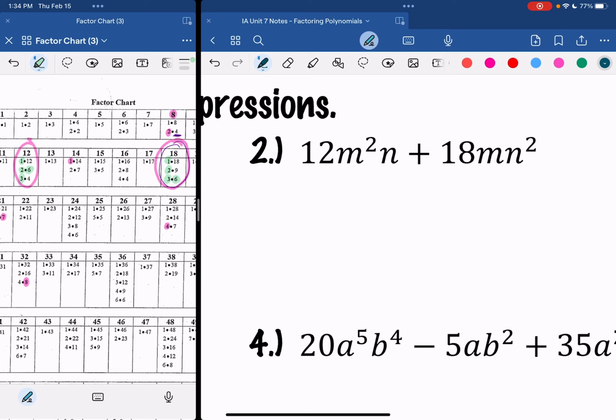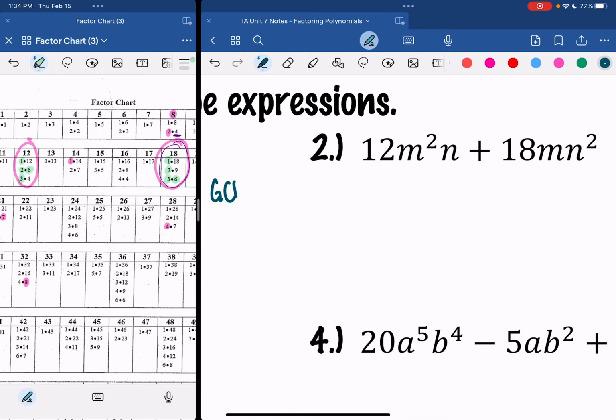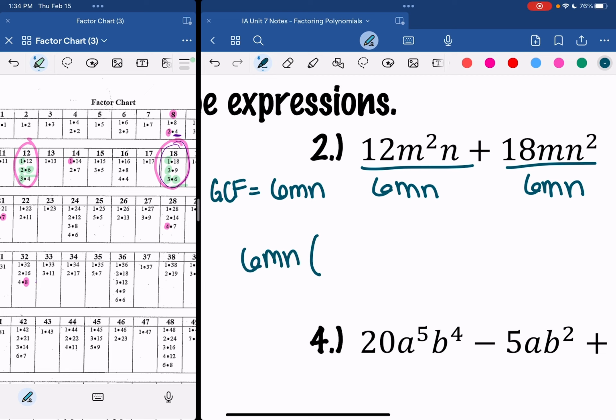So if we look, our greatest common factor is actually going to be a 6, because that's the biggest number between both. And then if we look at our variables, we have an m and an n. So our greatest common factor is 6mn. So we're going to divide that out. Now when we divide, we're going to put our 6mn, our greatest common factor, in front of our parenthesis.